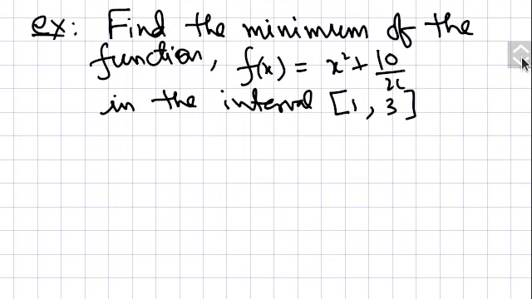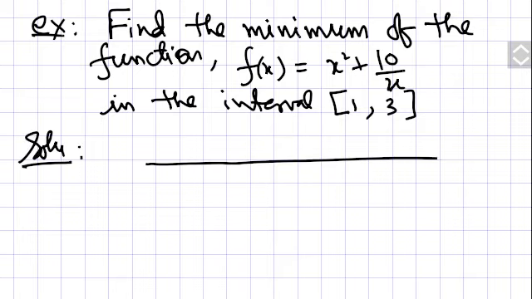This is the example. Find the minimum, or the optimum, of this function f(x) equals x square plus 10 by x, and the interval given to you is 1 to 3. So how will you solve this? You are given 0, 1, 2, 3, 4. So this interval you have been given.